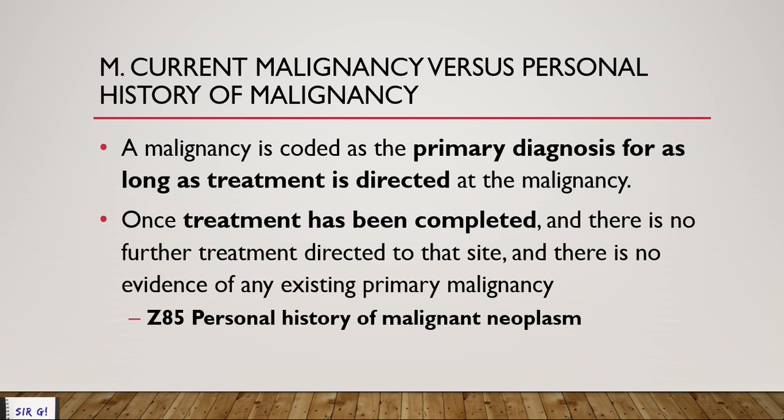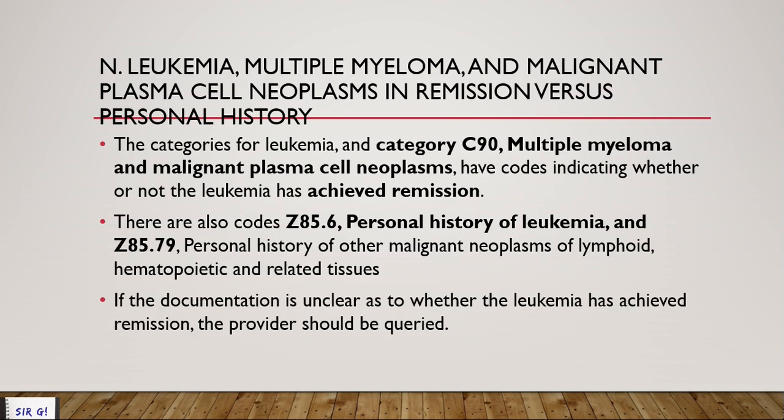Once the treatment has been completed and there's no further treatment directed to the site and there's no evidence of any existing primary malignancy, that's the time you use your Z85, or your personal history of malignancy. So, we're talking about current versus personal history. So, it's very important that you find evidence in the documentation of whether the malignancy still exists or the treatment has already been completed. Okay?